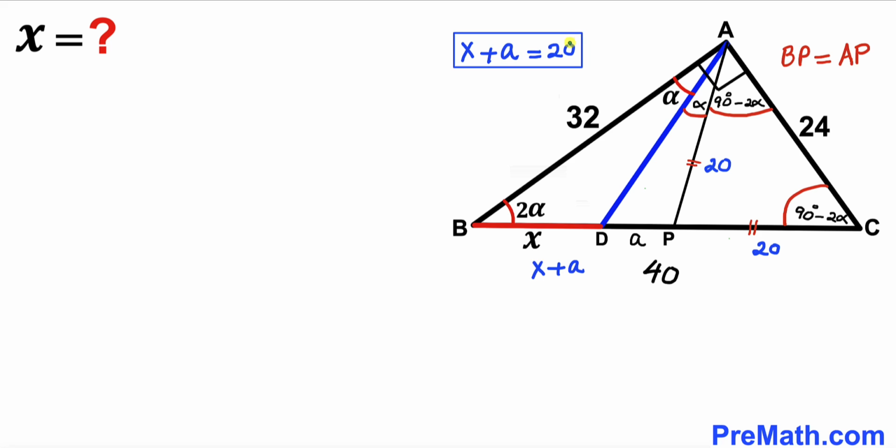And now let's make an observation. We know that x plus a equals 20. Let me go ahead and move this x to the other side. So a is going to be 20 minus x. So I am going to replace this lowercase a length by 20 minus x. So let's make an observation. This segment BD is x, and this segment DP is 20 minus x.